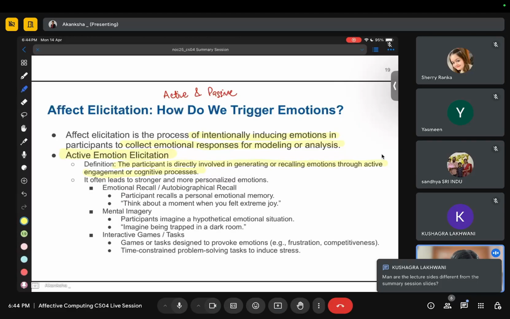Ma'am, are the lecture slides different from the summary session slides? Actually, I have created a mixture of some content, so it is not exactly the same. The topics are definitely the same.